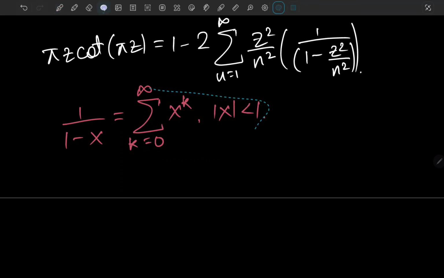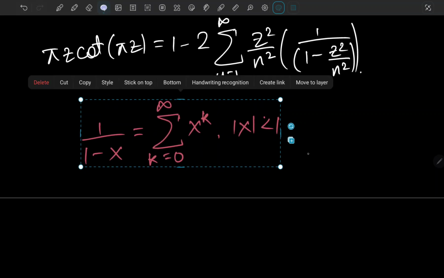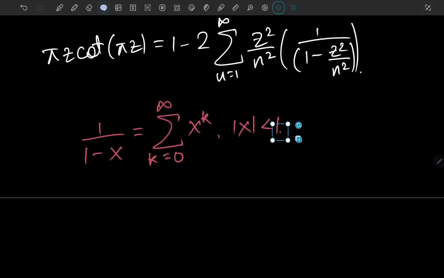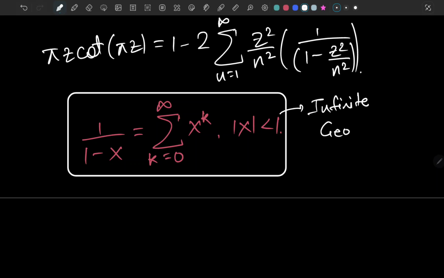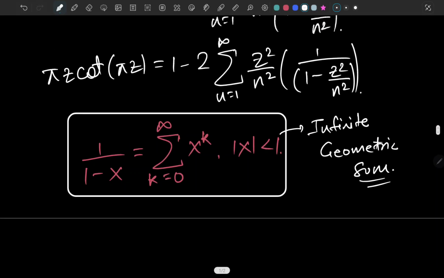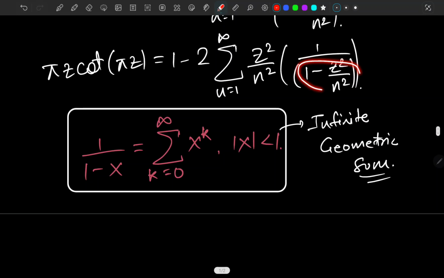And this is a pretty amazing thing, because you can represent some denominator stuff as an infinite sum if you're having something like this. Wow, that's pretty amazing. It's basically an infinite geometric sum, right? Okay, so for our case we are having 1 over 1 minus z squared over n squared.